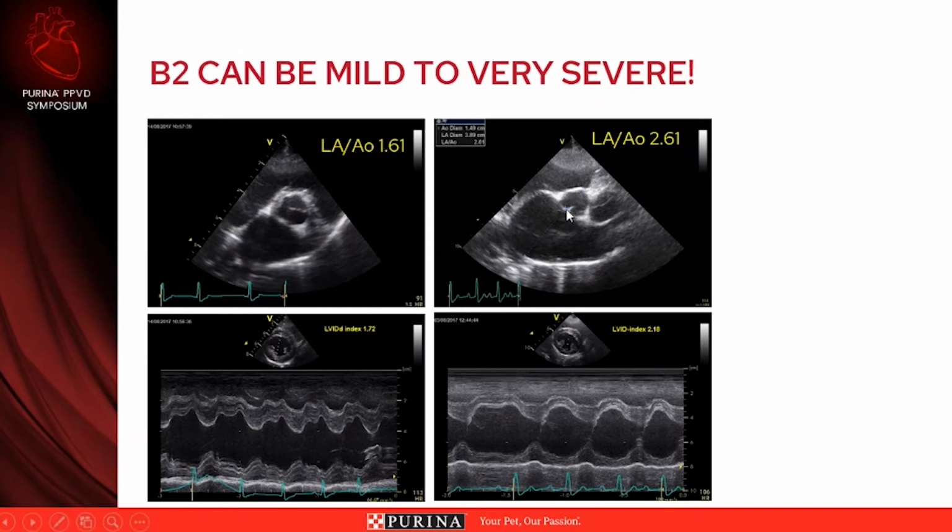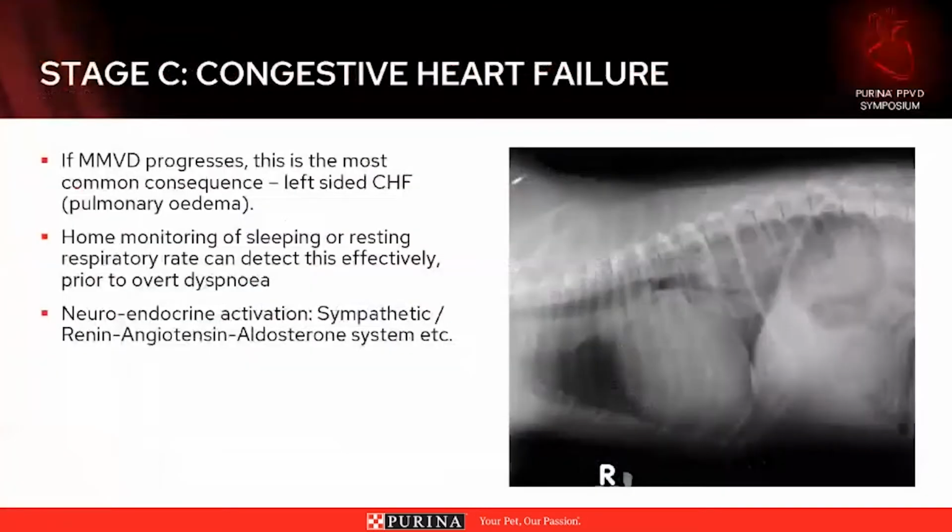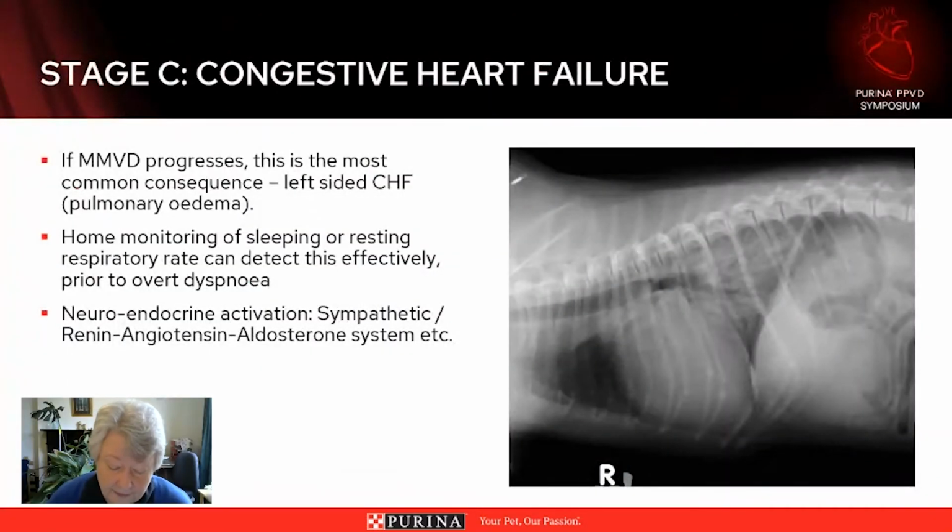Whereas other dogs, it's much more clear cut. So this dog has a very big left atrium and the dilated left ventricle I showed you previously. So it's important for the dog that we identify this stage. And then our stage C is the onset of congestive heart failure.